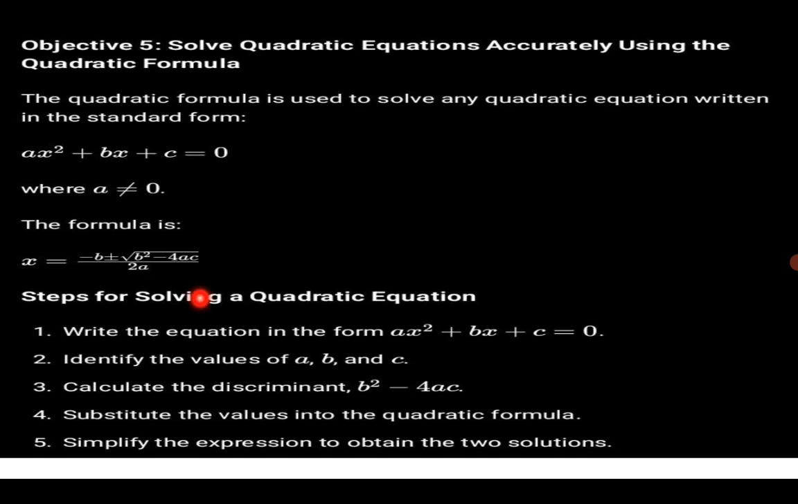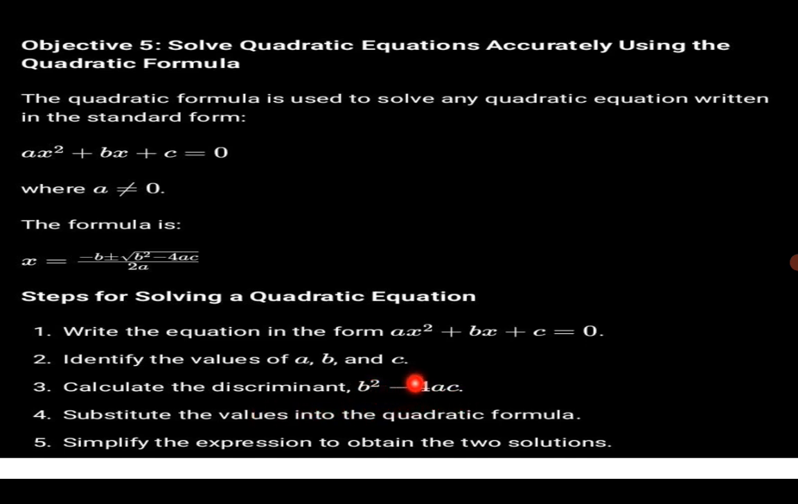So the steps for solving a quadratic equation are as follows. First and foremost, make sure your equation is in the form of ax squared plus bx plus c equals 0, from which you identify the values of a, b, and c. Then you calculate the value of the discriminant, which is the expression under the root sign, b squared minus 4ac.